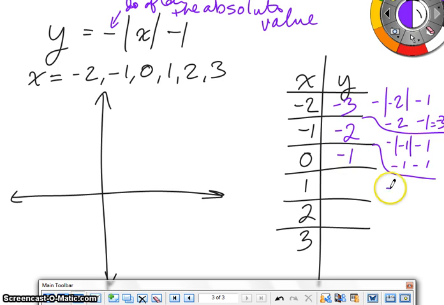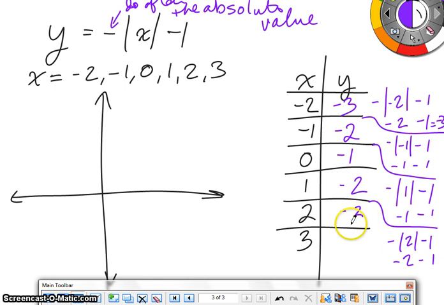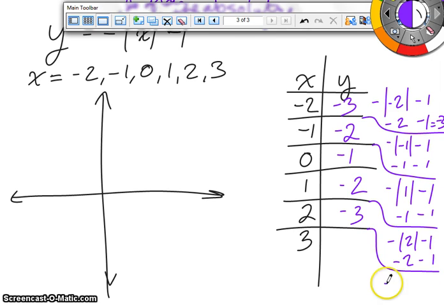Plug in 1. So that's the opposite of the absolute value of 1 minus 1. So that's 1 for your absolute value of 1. Stick the opposite in front. -1 gives you -2. Then you've got the opposite of the absolute value of 2 minus 1. So that's 2 opposite, so -2 minus 1 gives you -3. Do you notice anything about your y's here? And then the very last one, the opposite of an absolute value of 3 minus 1 gives you actually a -3 minus 1, which is -4.